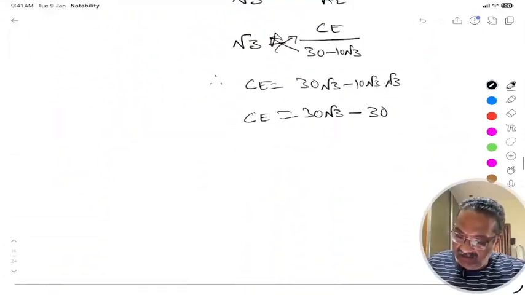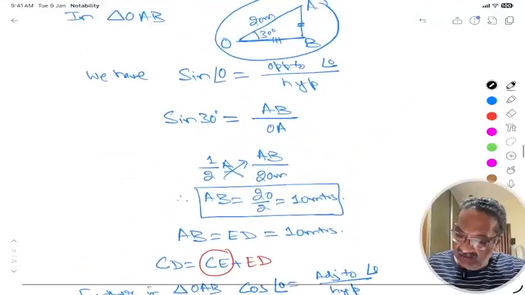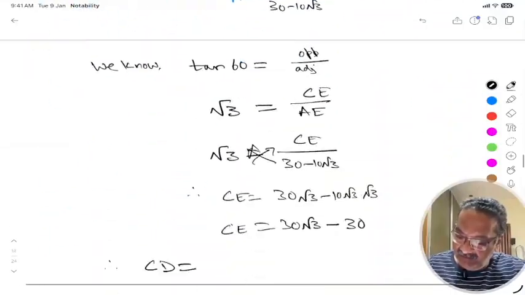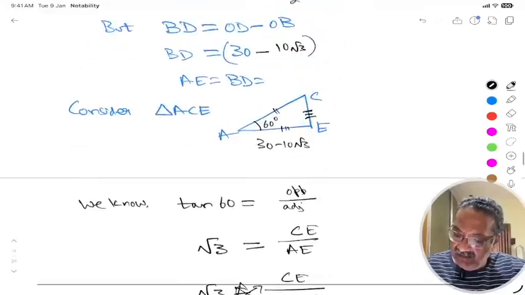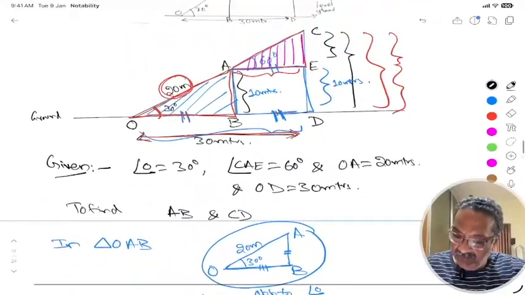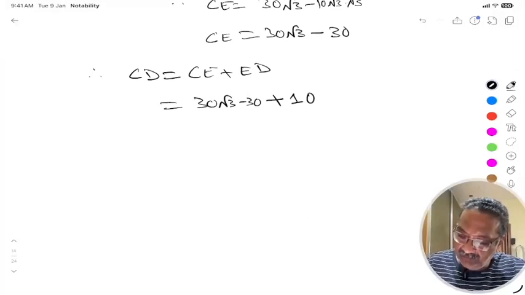Therefore CD is equal to CE plus ED. Now CE is 30 root 3 minus 30, plus ED is how much? 10 meters. 10 meters. So we have got 30 root 3 minus 20.